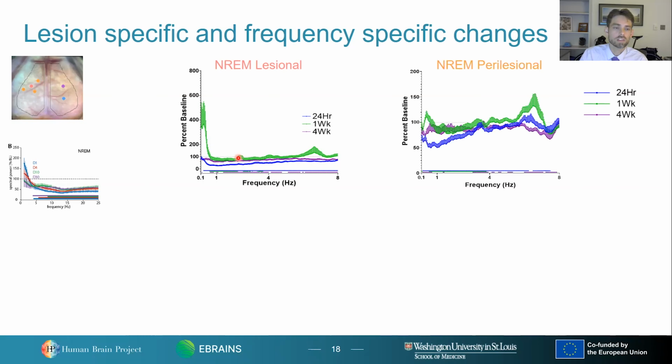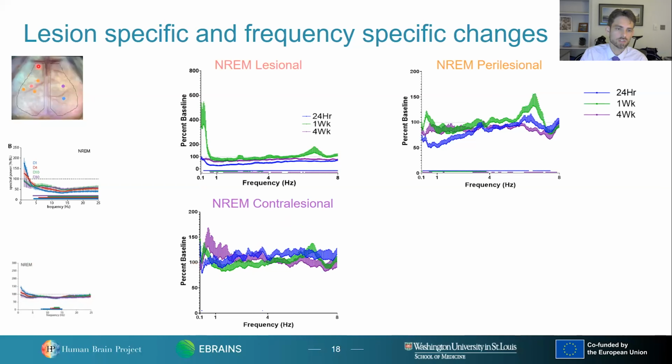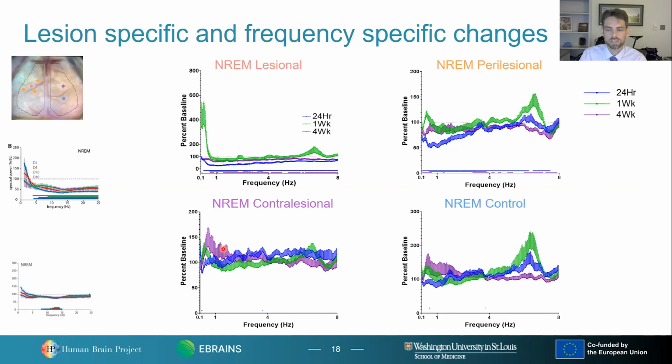We can then look in the perilesional areas around the stroke, and we essentially see the same trend, but to a lesser magnitude than we do over the area of the stroke. Now, previously, other studies have shown non-significant changes where still there was this kind of a trend. We see the same thing, where when we look contralesionally directly on the other side of the cortex, we fail to see any kind of significant changes in slow oscillation or the delta frequencies, nor do we see these changes in other areas of the cortex.